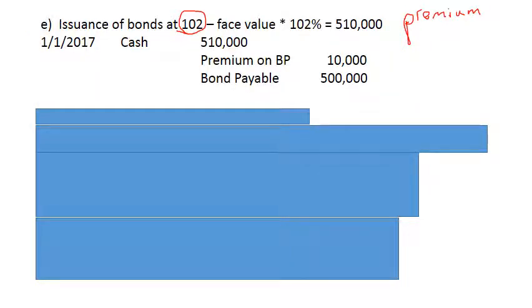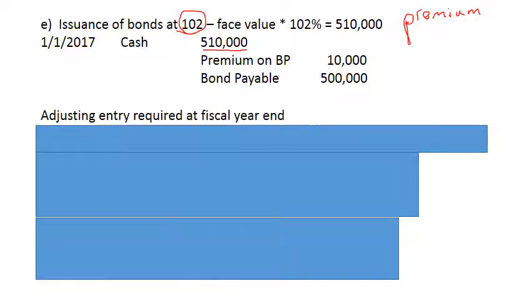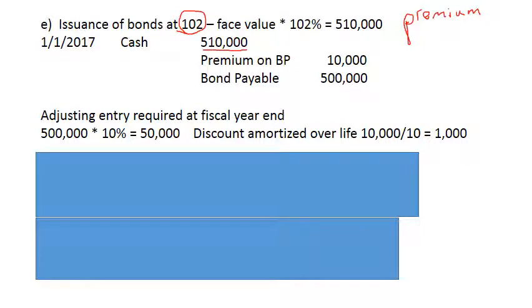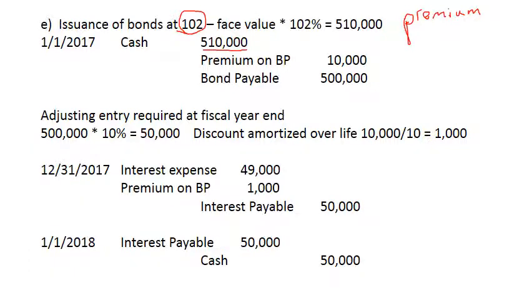So at the date of issue, we're going to receive $510,000 in cash. The bond payable is $500,000, so that's what we have to pay back in 10 years, and we have a premium, so we receive $10,000 more than we have to pay back. So the adjusting entry at the end of the fiscal period, we're going to amortize this $10,000 over 10 years. So $1,000 a year is going to go towards reducing the interest expense.